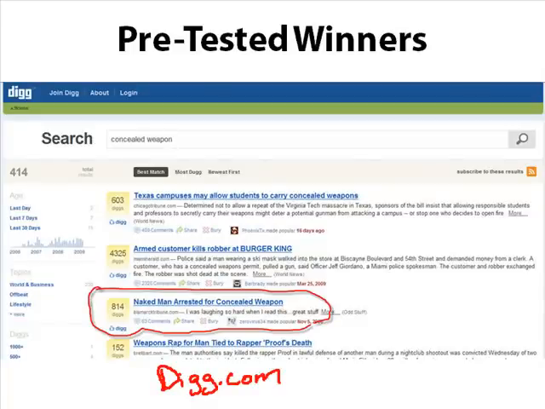So all you have to do is go to Digg. You go to the search box, and they have some criteria. You know, most Diggs and newest Digg. There are other criteria you can use to get different results.